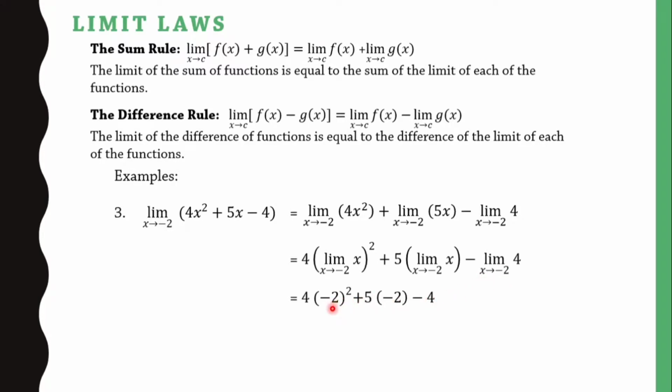So negative 2 squared is 4. So we get 4 times 4, minus 5 times negative 2, that's negative 10, then minus 4. So 4 times 4, that's 16, minus 10, minus 4. 16 minus 10 is 6, minus 4, that's positive 2. So the limit of 4x squared plus 5x minus 4 as x approaches negative 2 is positive 2.